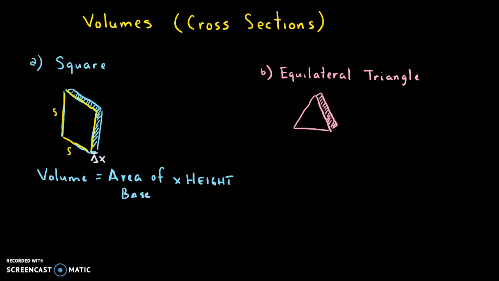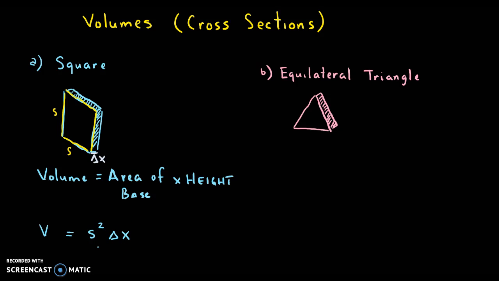Well, the area is just a square, and the area of a square is equal to side times side. So we end up with side times side, or side squared. And then we're going to multiply that by our height. But we said that our height here is delta x. So the volume for a square with some depth of delta x is just s squared times delta x.